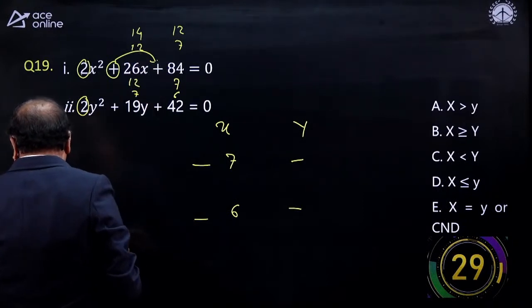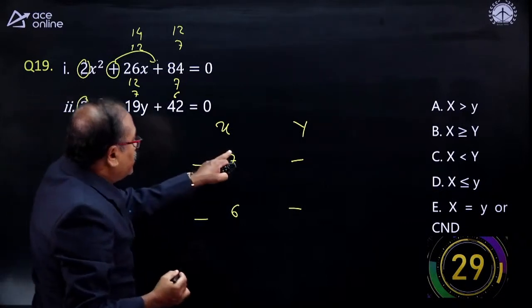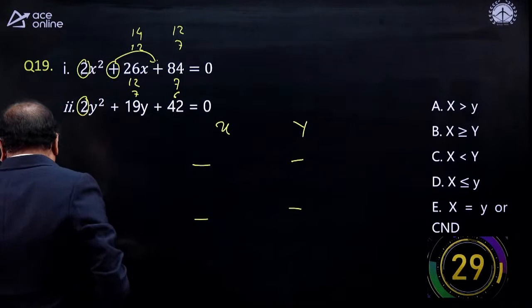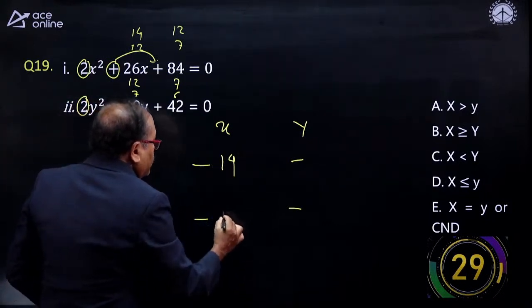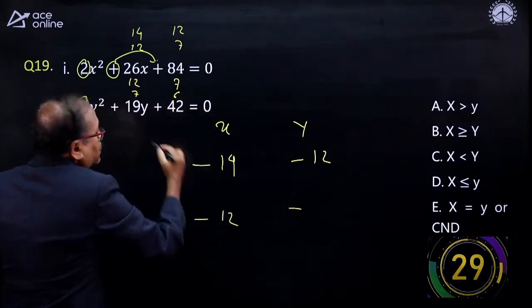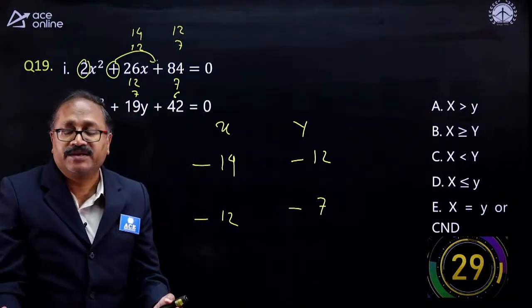Remember that part. When the values are the same, you don't need to do that. So simply don't divide this because it is 2 and 2. Leave it 14 and 12. So here it is 14 and here it is 12 and here also it is 12 and here it's 7.